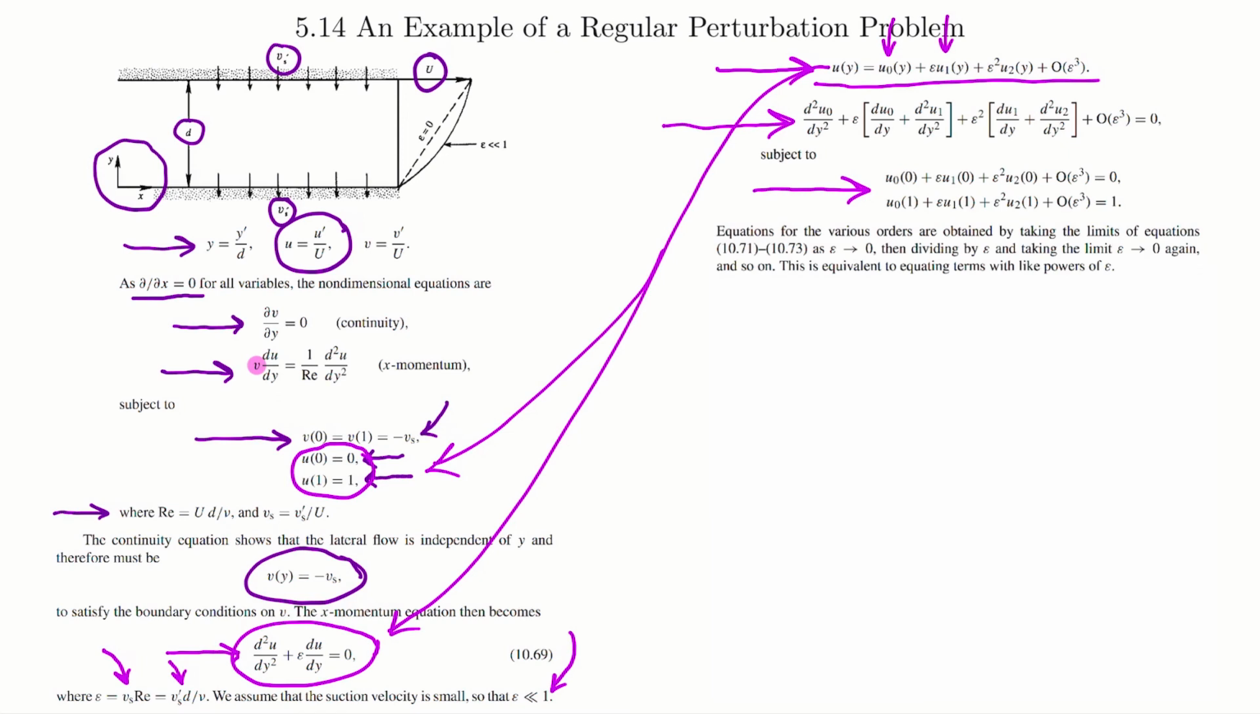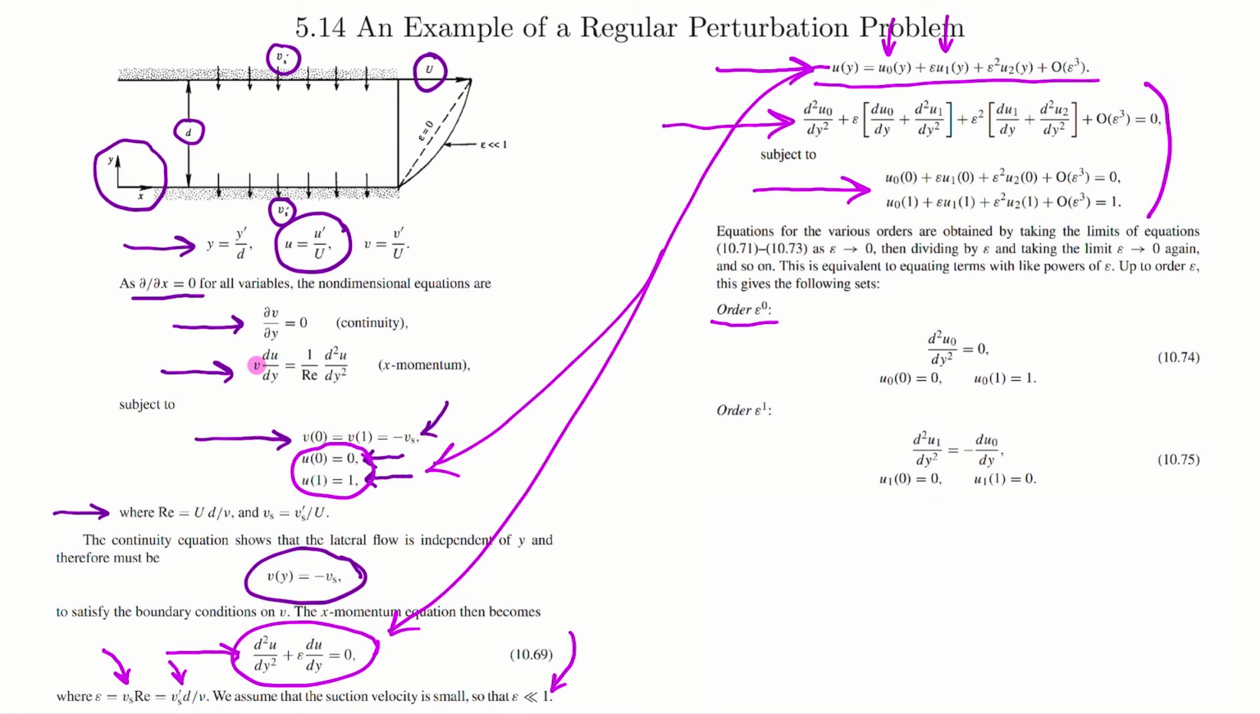Now we find equations for the various orders by taking the limits of these equations here as epsilon approaches 0. Then we divide by epsilon and take the limit as epsilon approaches 0 again, and so on and so forth. This is equivalent to equating terms with like powers of epsilon. So up to order epsilon, this gives us the following sets here. We first do epsilon 0, which gives us these equations here. Epsilon 1 gives us these equations here.